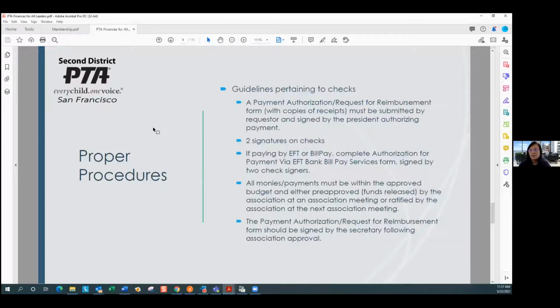So all of the payments must be made within the approved budget line item, of course, and they need to either be pre-approved by the association through a fund release or be ratified by the association at the next meeting. Okay, and once that is done, the payment authorization form should be signed by the secretary, stating that the payment has been approved.